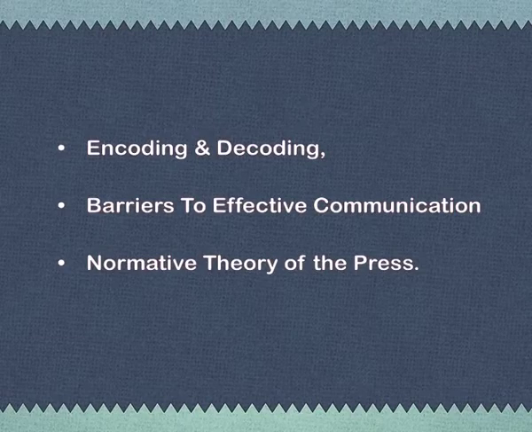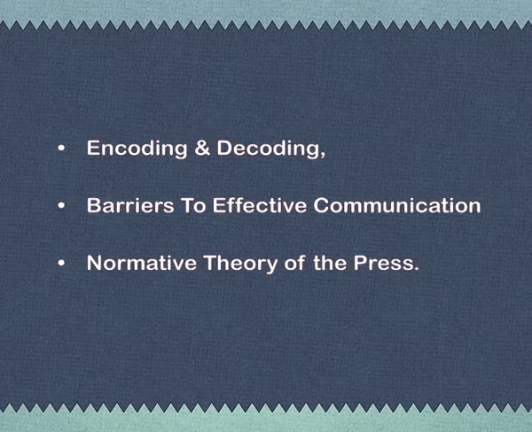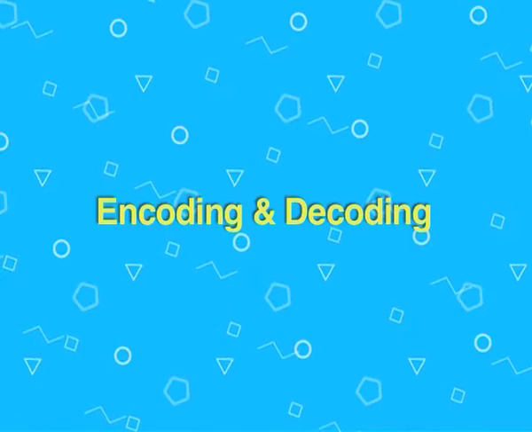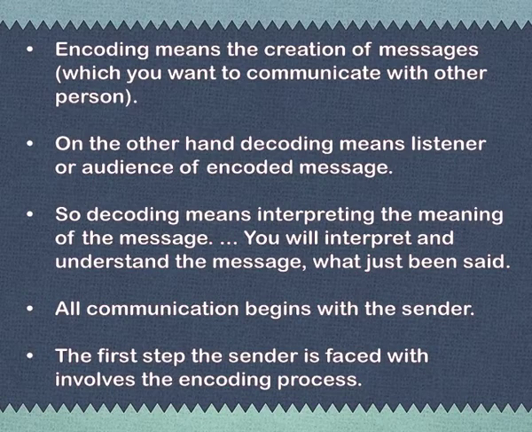In this chapter, we will focus on different aspects of media and communication like encoding and decoding, barriers to effective communication, normative theory of the press. Encoding means the creation of messages which you want to communicate with other person. On the other hand, decoding means listener or audience of encoded message. So, decoding means interpreting the meaning of the message. You will interpret and understand the message, what's just been said.